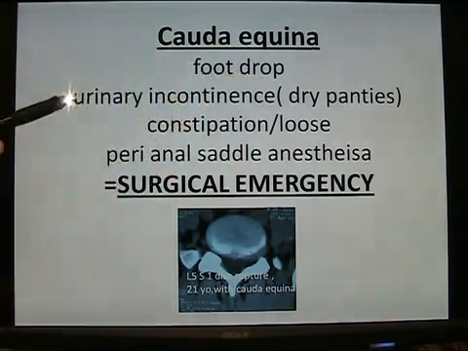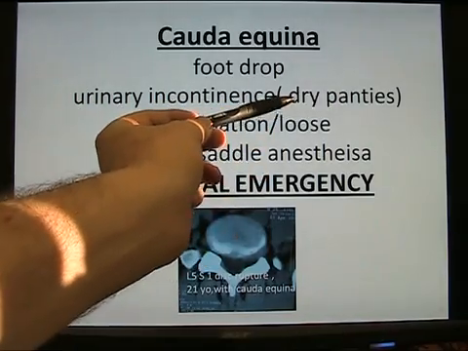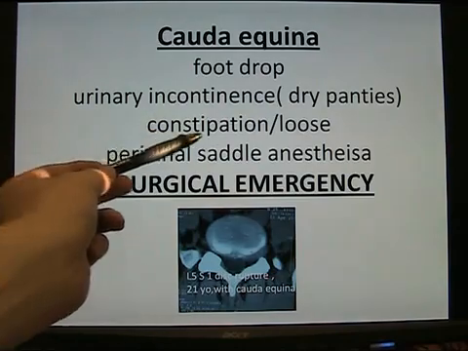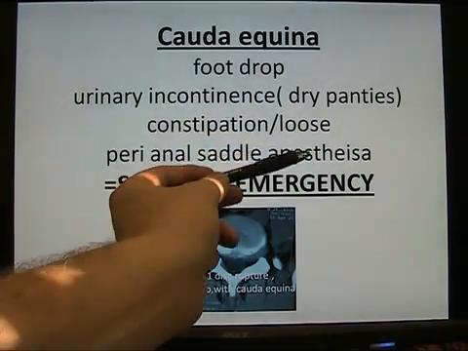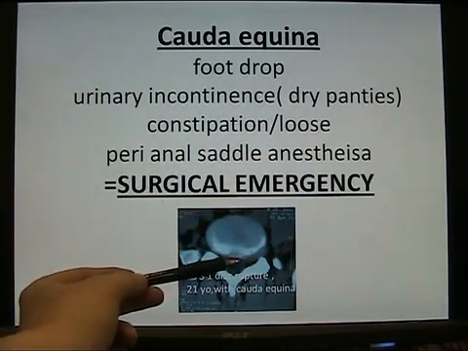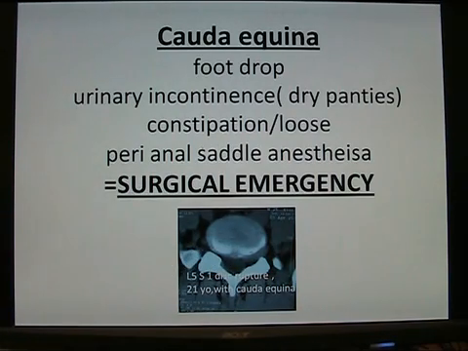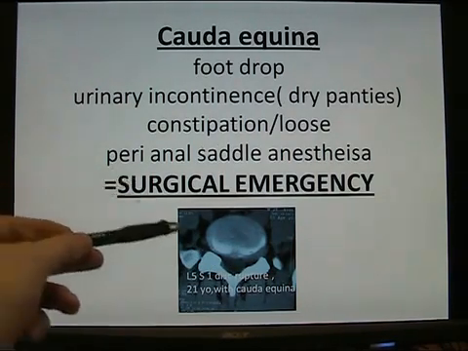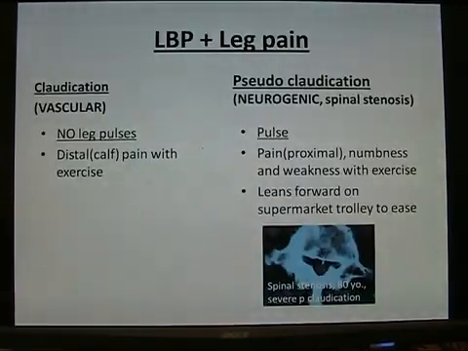can't dorsiflex the foot, urinary incontinence, dry panties, it's a very worrisome sign or finding, constipation, loose motions, with perianal or saddle anesthesia. This is a major rupture of the disc. Here it is, a major rupture of the disc with pressure on these essential nerve roots, sacral nerve roots. This is a potential disaster. You need to have an emergency decompression.